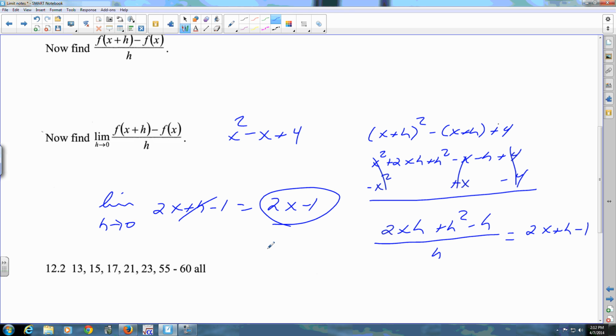Okay. That's all I need to review for you, so you can do section 2.2 when there are the problems.